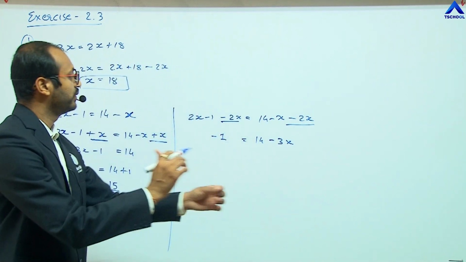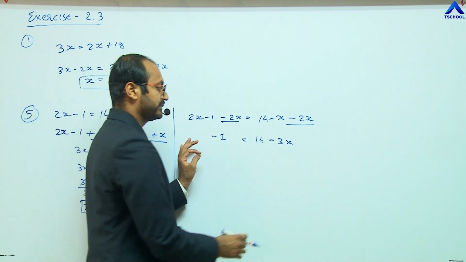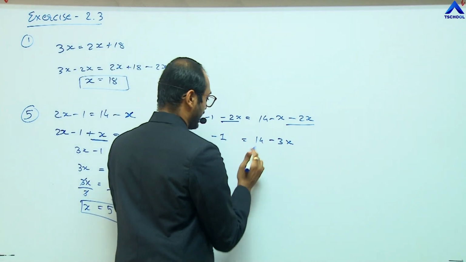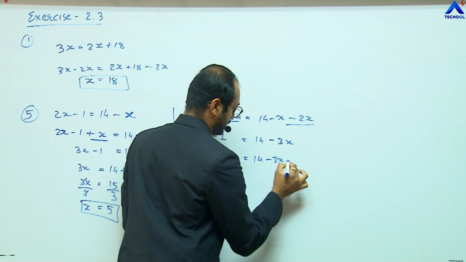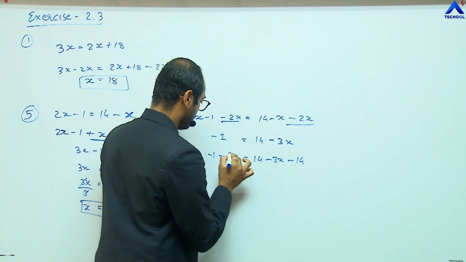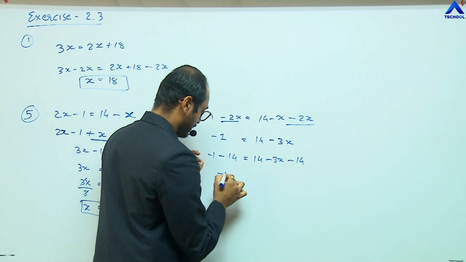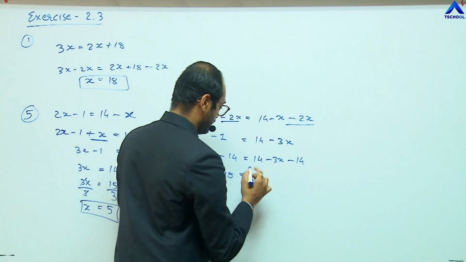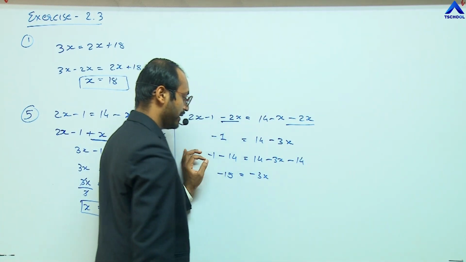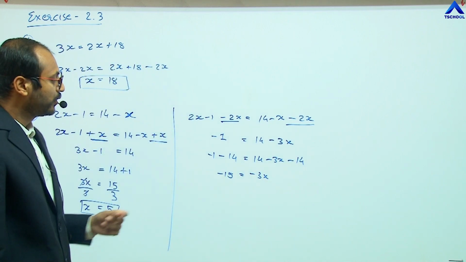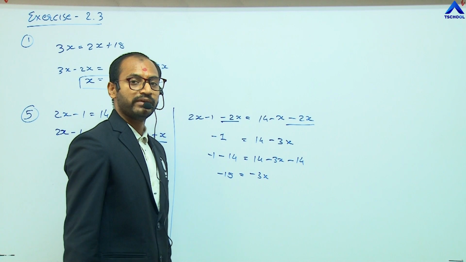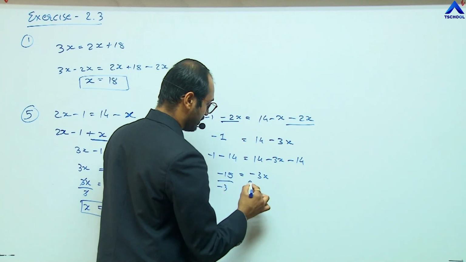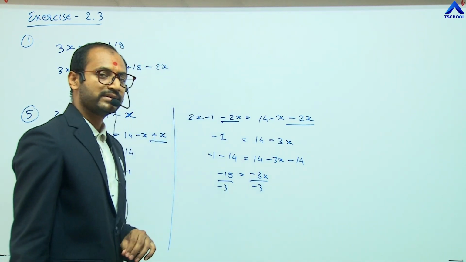Clear? Now, how can you make x alone? Here we have to subtract 14 on both sides to remove this 14, because the additive inverse of 14 is minus 14. So minus 1 minus 14, that is minus 15. And here plus 14 minus 14 gives 0. So here is remaining minus 3x. Now to make x alone, we have to divide both sides by minus 3. So let me divide here by minus 3, and here we divide by minus 3.